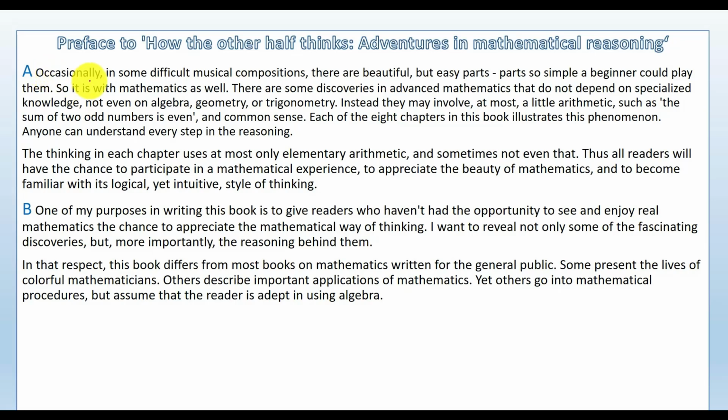Now, let's just start. Occasionally, in some difficult musical compositions, there are beautiful but easy parts. Parts so simple a beginner could play them. So, it is with mathematics as well. There are some discoveries in advanced mathematics that do not depend on specialized knowledge, not even on algebra, geometry, and trigonometry. Instead, they involve at most a little arithmetic, such as the sum of two odd numbers is even, and common sense. Each of the 8 chapters in this book illustrates this phenomenon. Anyone can understand every step in the reasoning.